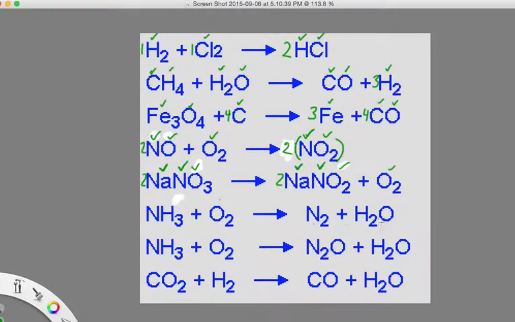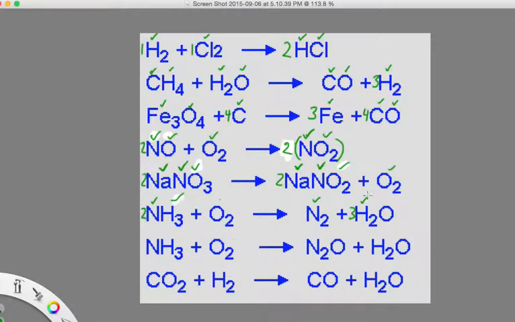NH3 plus O2 and this over here. Right. So we can start wherever we like. I'm going to start off with the NH3. Okay, so there is 1 N over here, and there's 2 N's over there. So I'm going to multiply this sucker by 2. That'll get us equal amounts of nitrogen on both sides. Now there are 6 hydrogens on this side. There's only 2 on this side. So I'm going to multiply this by 3 to get 6 and 6.